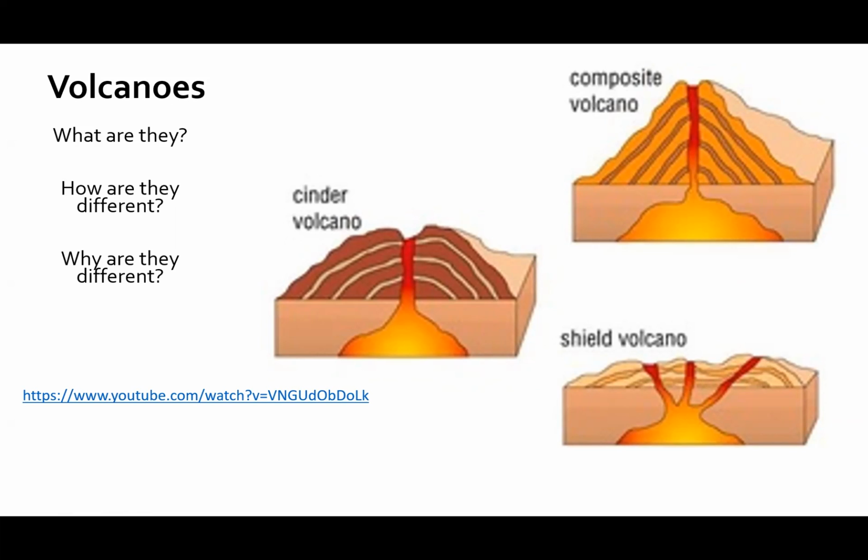So what are volcanoes? They're basically where magma erupts on the surface as lava. How are they different? Well, they can be different shapes. They can be made up of different things. They can erupt in different ways. And the reason they're different is because it depends on what plate boundary they occur on.